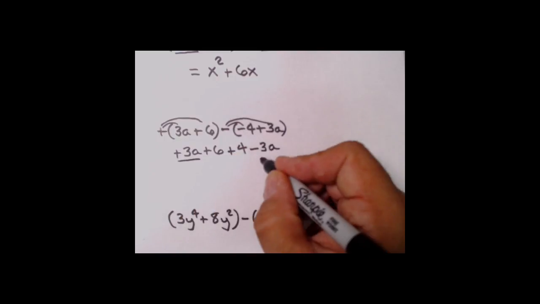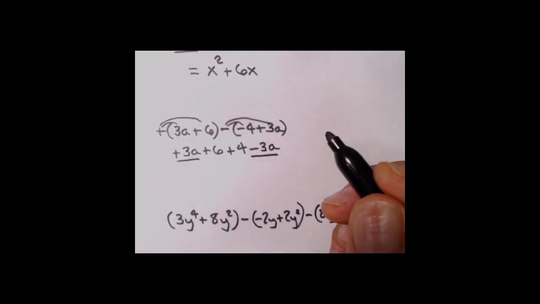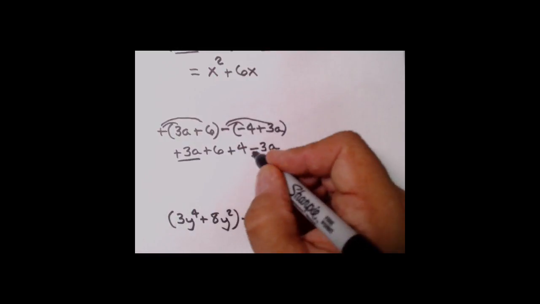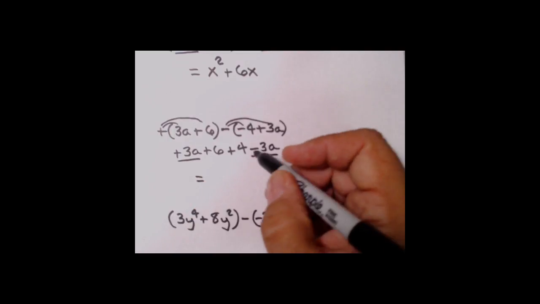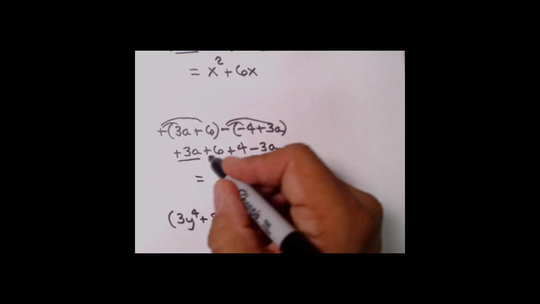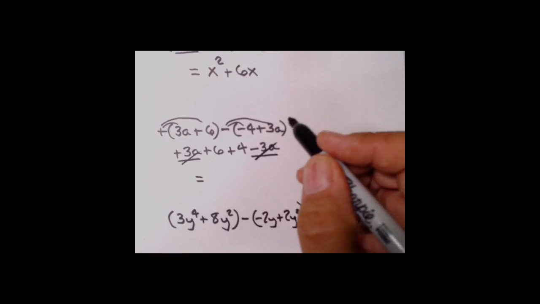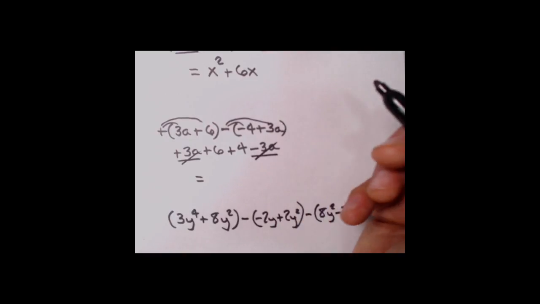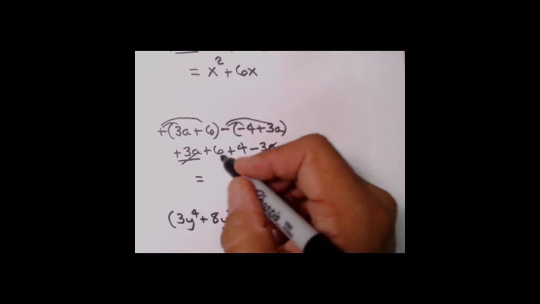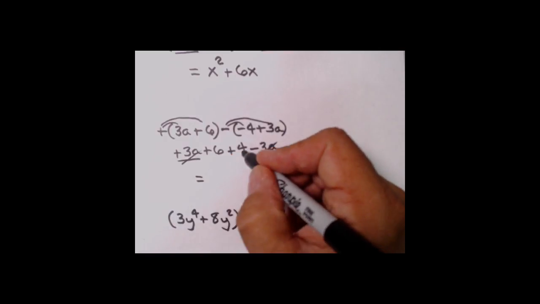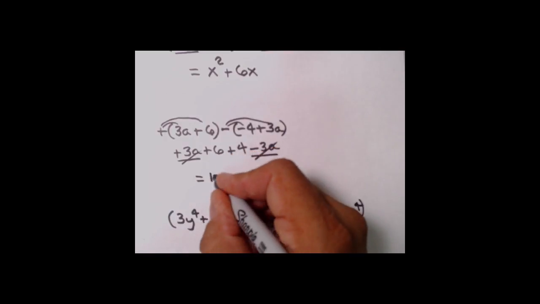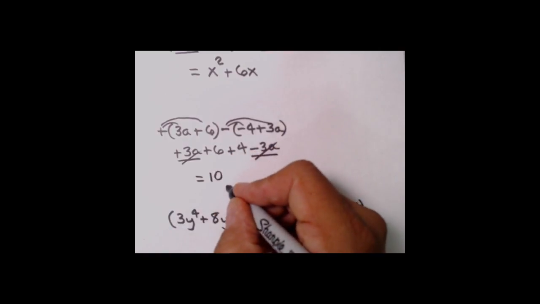Here are our a's to the first power, and then we'll do the plain numbers again, writing it in descending order. Well, look what happens here. Plus 3a minus 3a, these zero each other out, don't they? And that will sometimes happen, that some of your terms will zero out. The constant doesn't. We've got plus 6 plus 4, so we just end up here with 10.